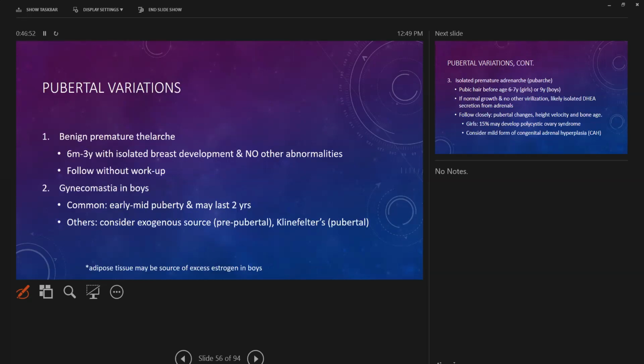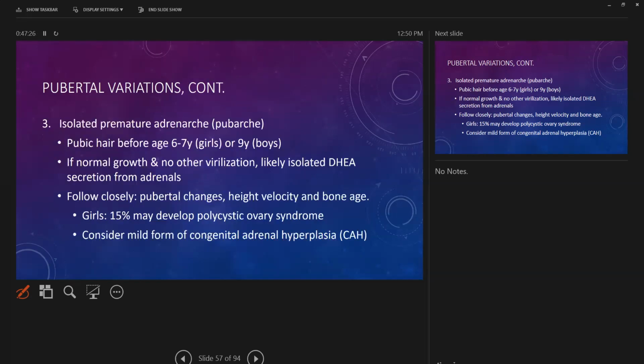Puberty variations, so they can have benign premature thelarche, so the start might be early and there may be no abnormalities. There may be some isolated breast development. We want to do a workup and follow up on them. Gynecomastia in boys can occur normally in mid-puberty and may last a couple of years. We also want to consider exogenous sources and or Klinefelter's syndrome. Adipose is another thing that can cause excess estrogen in boys and males, so that's something to keep in mind.